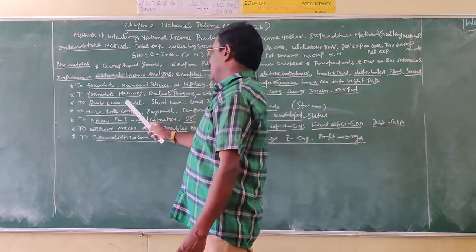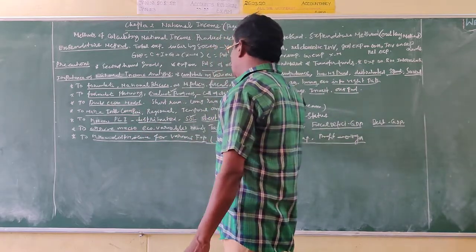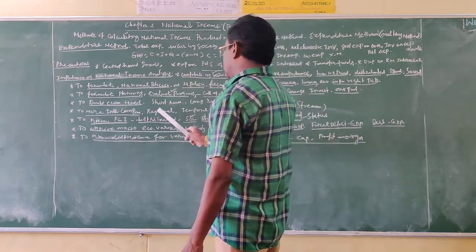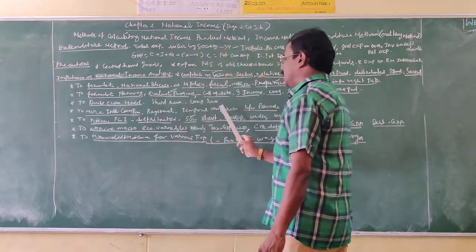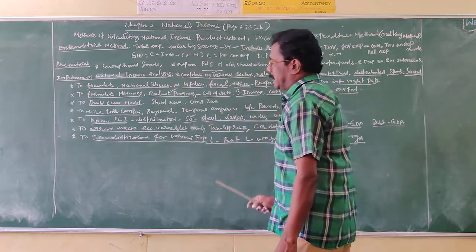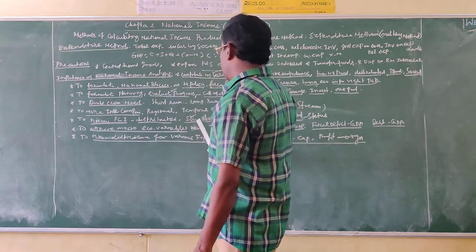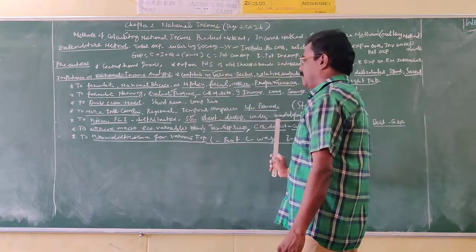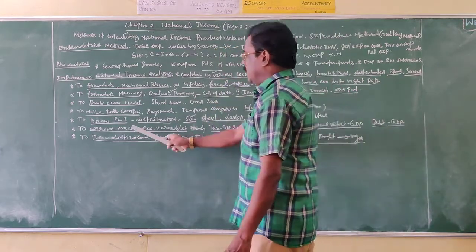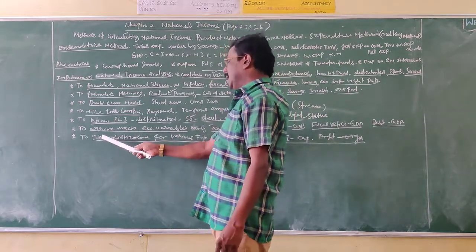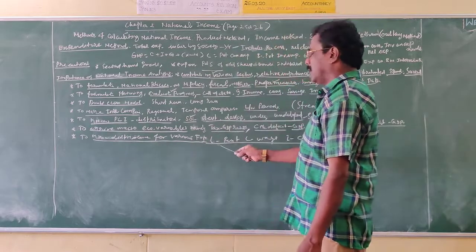Then to build up the economic model, it may be short run and long run. To make the comparison between countries, regional, and temporal comparisons. To know the per capita income and the standard of living of the people. To arrive at the macroeconomic variables. And finally, to know the distribution of income for various factors.